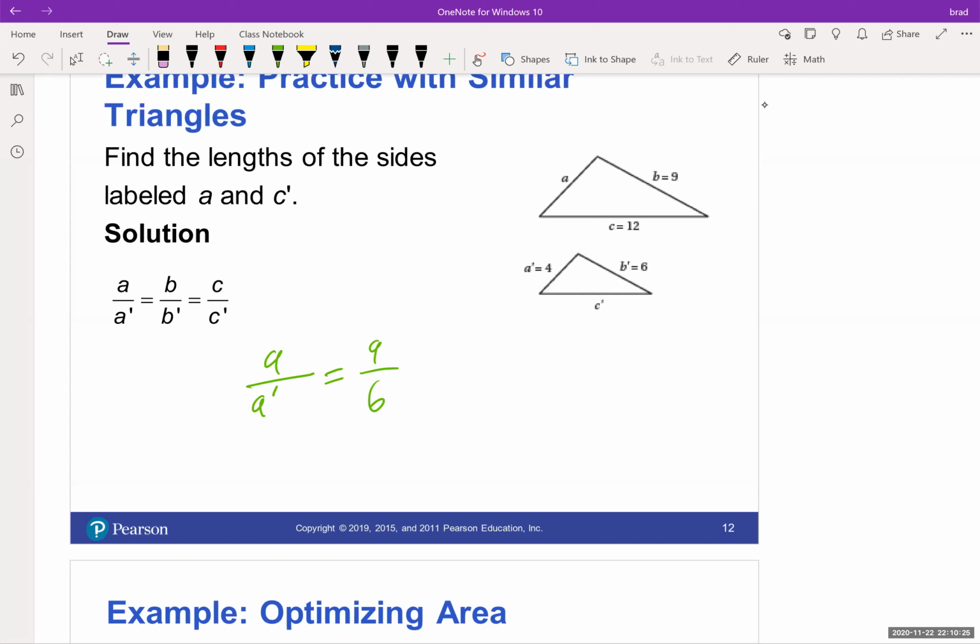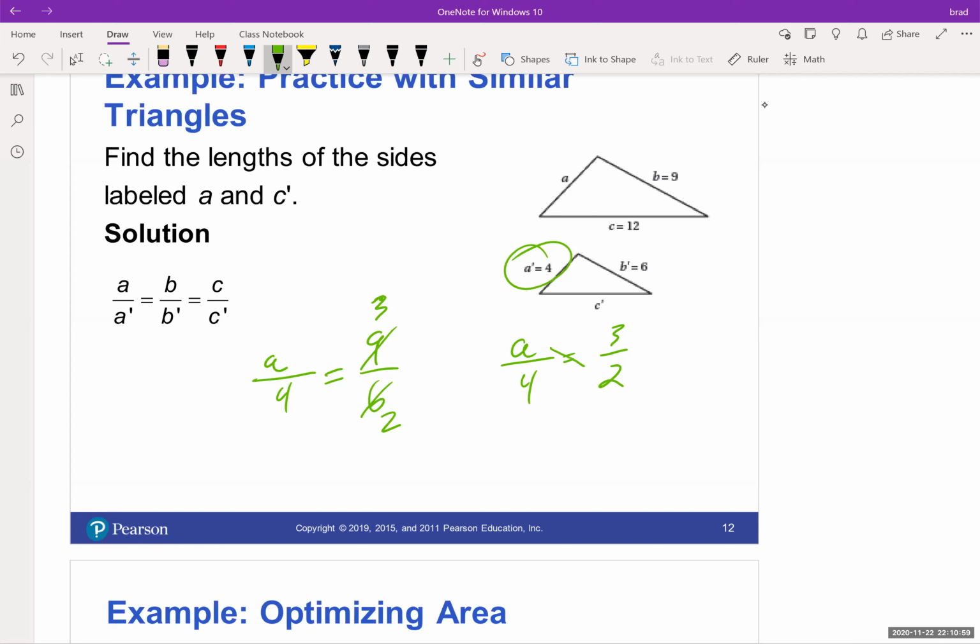Now, these are A's, and this is a 9. Divided by 3 is 3, divided by 3 is 2. So if I clean it up, A over A prime is equal to 3 over 2. We also know A prime is 4. I should have plugged that in from the beginning, sorry about that.